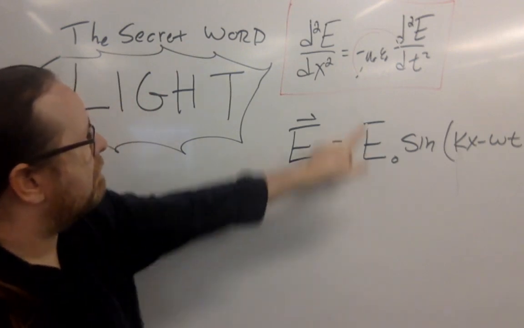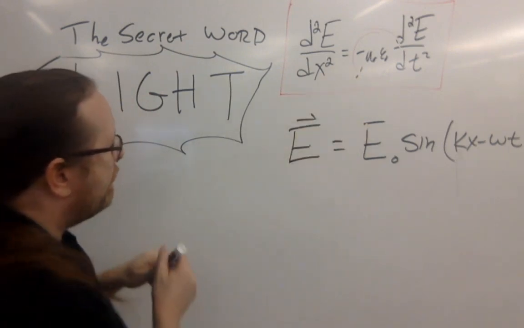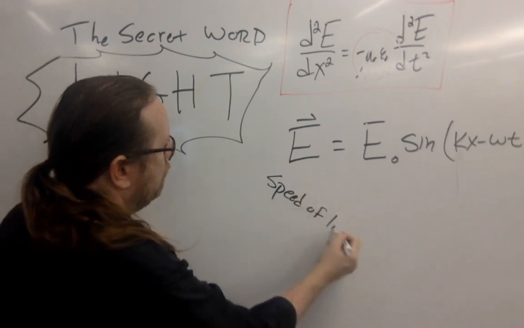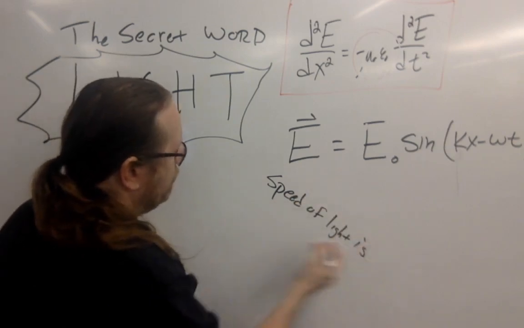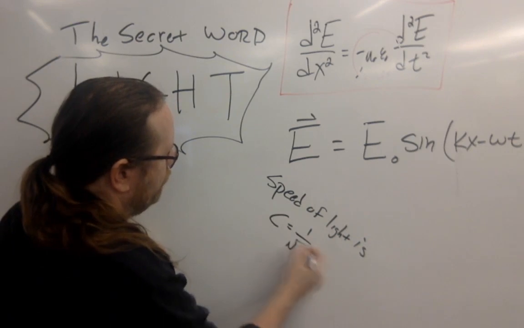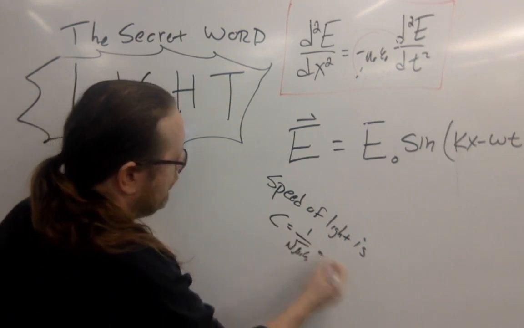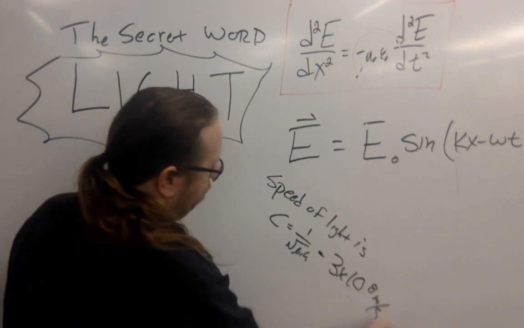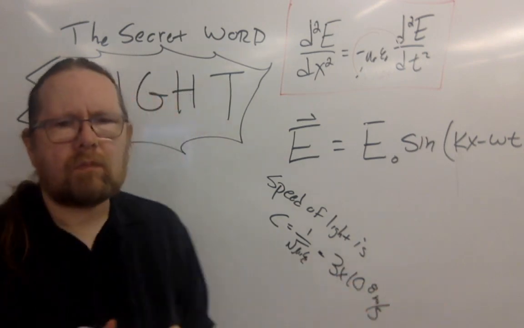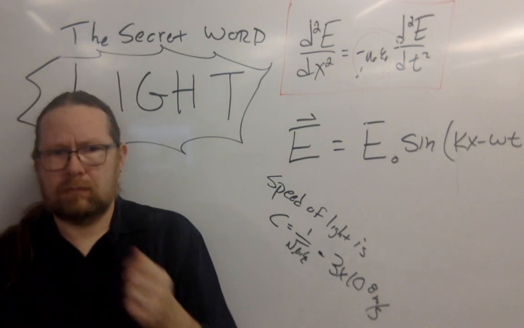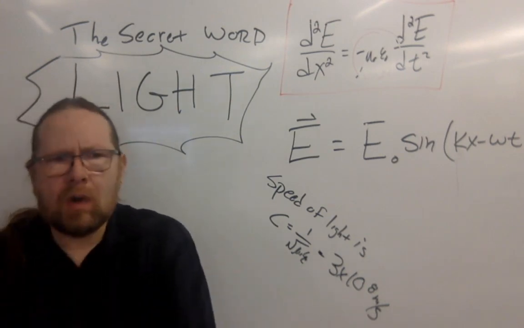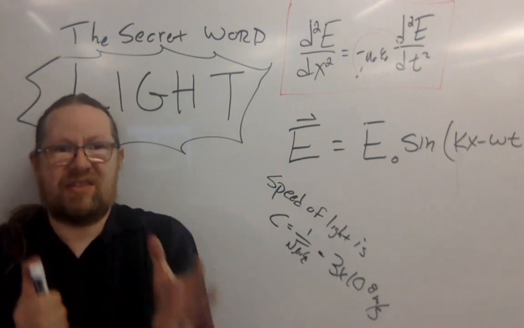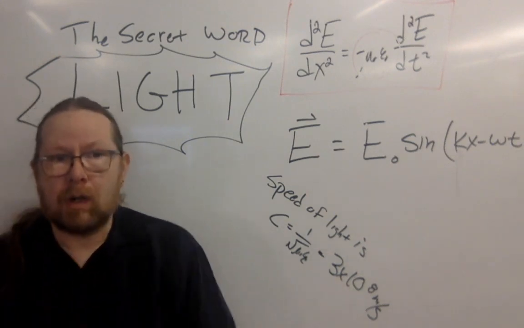The fact that Maxwell's equations say the speed of light is c equals 1 over the square root of mu 0 epsilon 0 equals 3 times 10 to the 8th meters per second is weird. Nowhere else in physics will you find an equation that says the speed of this thing is some number.